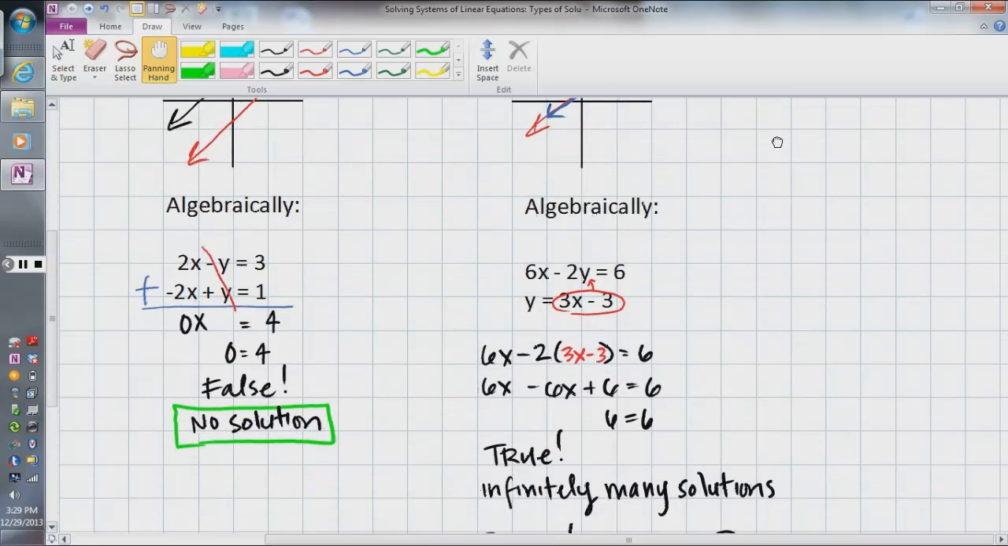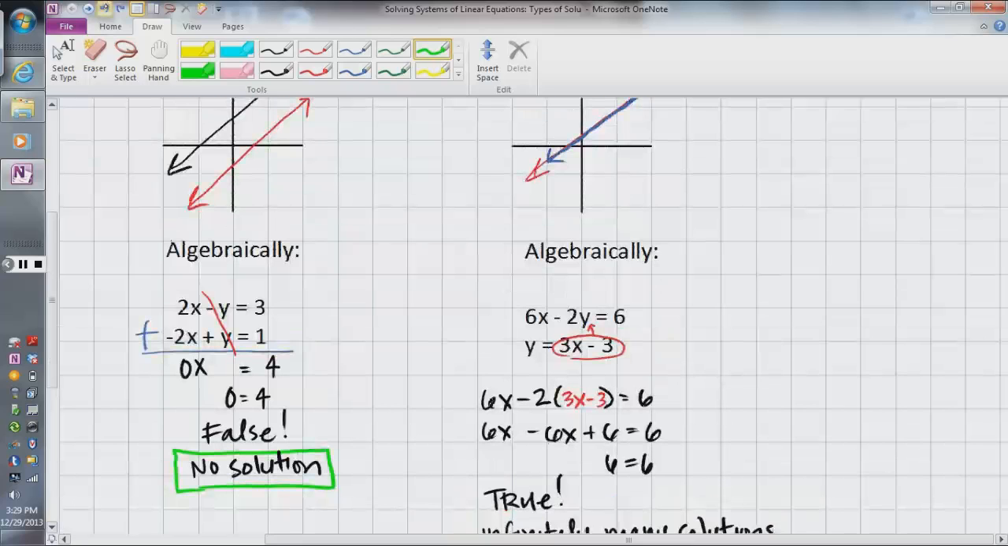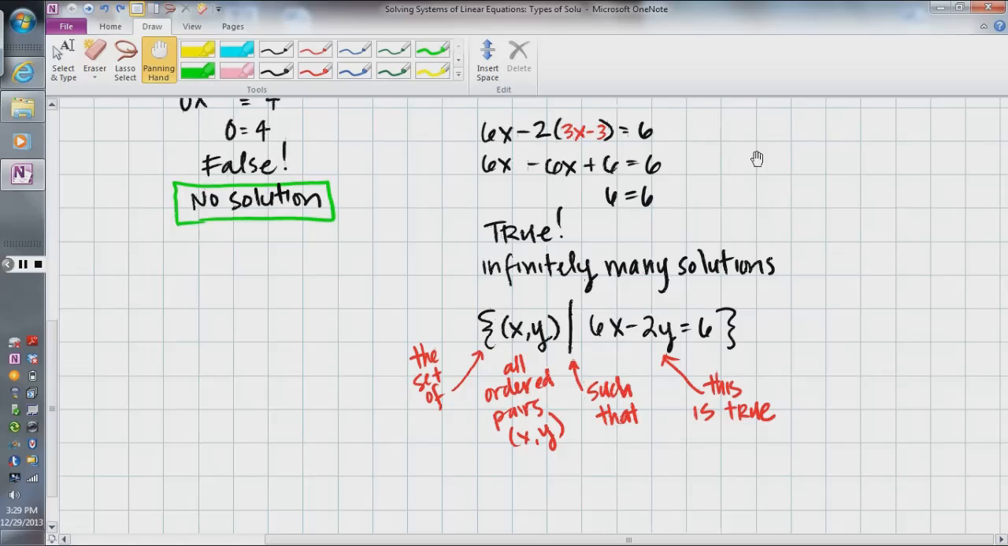Algebraically, what that's going to look like, and I did substitution in this case, I plugged the second equation into the first equation. What we find, we lose our variables just like before, only this time I'm left with 6 equals 6, which clearly is a true statement. Because all of my variables dropped out, I was left with a true statement. We can say that there are infinitely many solutions.